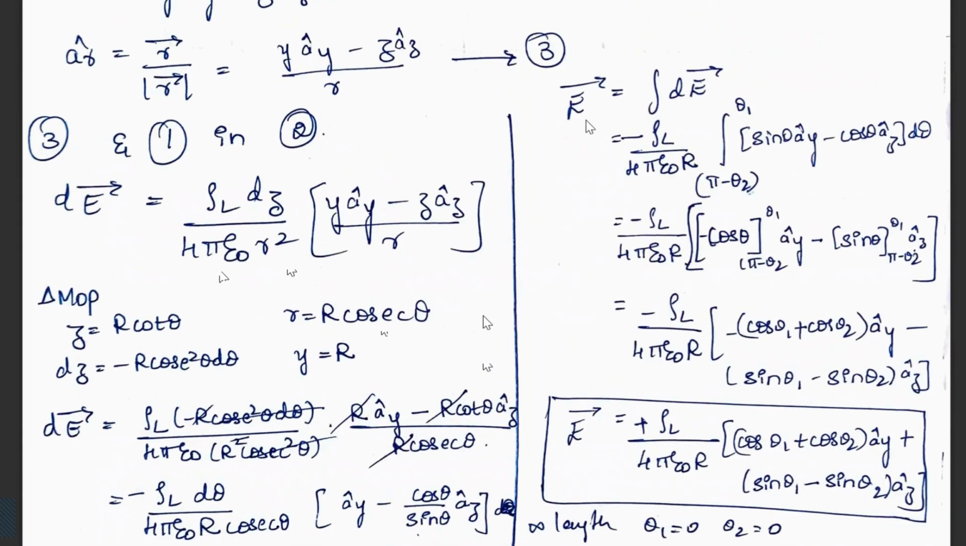As I said previously, we have to add all the small differential elements. So the electric field is equal to what?